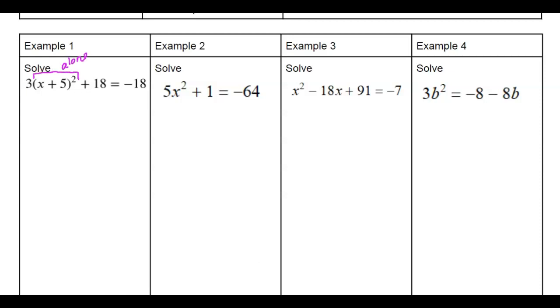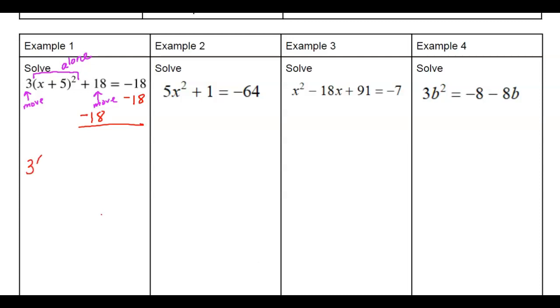So we have seen this strategy before. It was in 5.3. So that means we're going to have to move the 3 and we're going to have to move the 18. So remember, we always do reverse order of operations first. So we are going to add and subtract first. So we will subtract 18 from both sides.